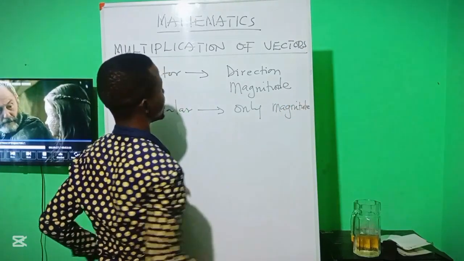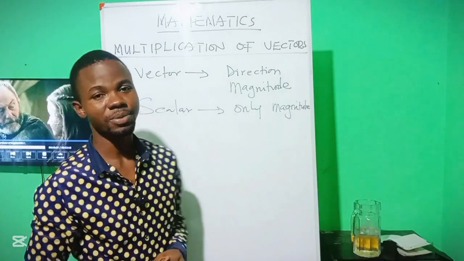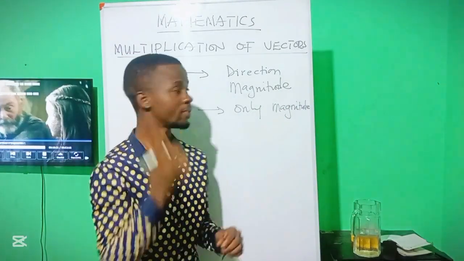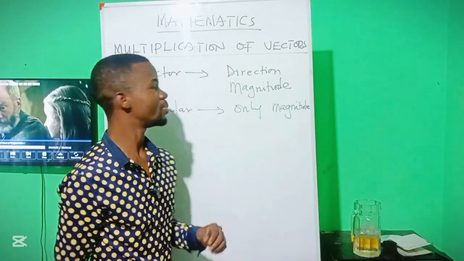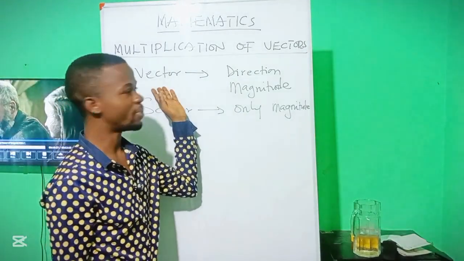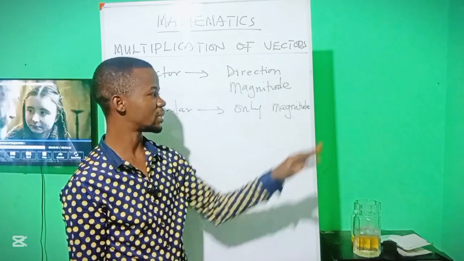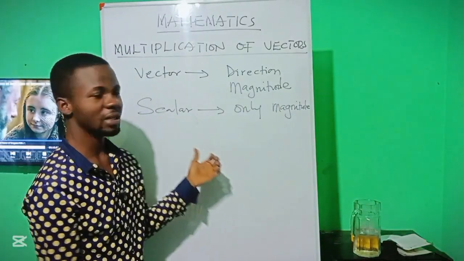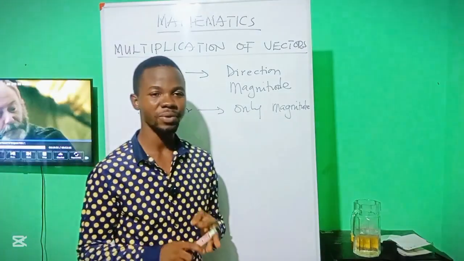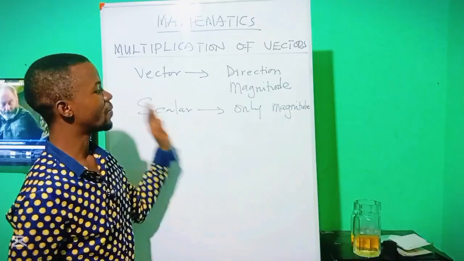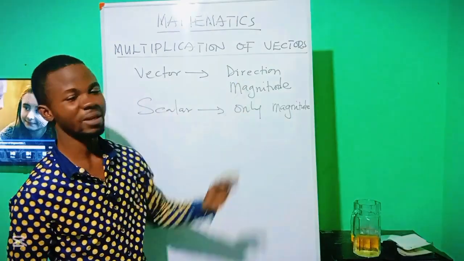And we've looked at vectors and examples of vectors and examples of scalar quantities. We've looked at examples of vectors, for example, velocity, acceleration, force. And we looked at examples of scalar quantities: mass, area, volume, and the rest. Today, our focus will be on how to multiply vectors.